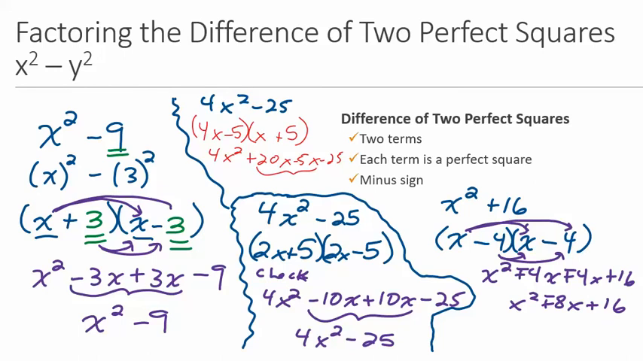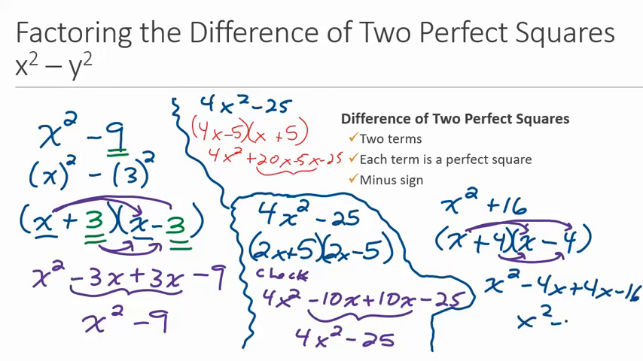Oh, okay, well, let's see. What if I got rid of one of these minuses and changed it to a plus, like x plus 4, x minus 4? Would that give me x squared plus 16? Can you see what's going to happen? Let's see. If I check this, I get x squared. All right, that's a good start. And then I get negative 4x, and then I get plus 4x. That's good. The middle term's going to drop out. But then what? Positive 4 times negative 4 is negative 16. That would give me x squared minus 16. But I wanted x squared plus 16.